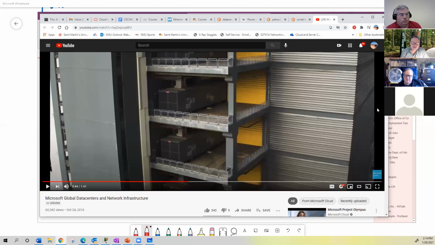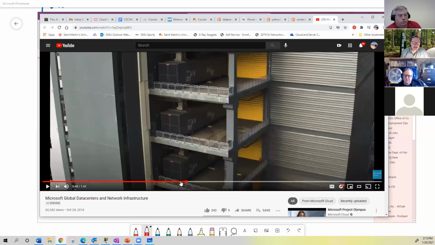What are these? You want to take a guess? Looks like server racks, right? This is outside. This is external to the data center. So this is a multi-level data center, but this is from the outside, I believe. I believe these are the generators. But we know that these are generators right here.